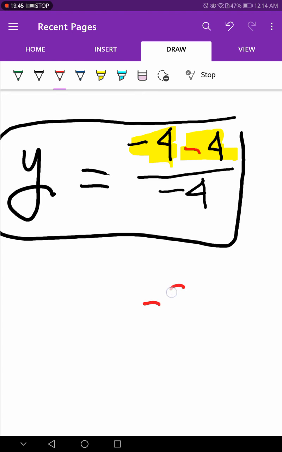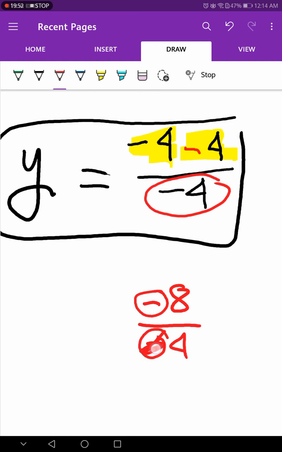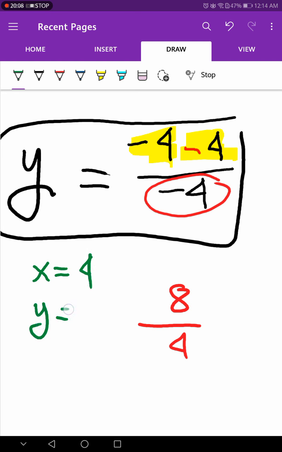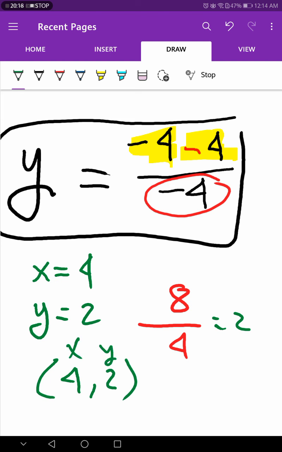So -8 over -4, negative with negative, erase them, 8 over 4 equal 2. So y equal 2. Now, when I give the value of x as 4, the y gives me 2. You remember that, yes? So how can I write it? 4 and 2. This is the x, this is the y.